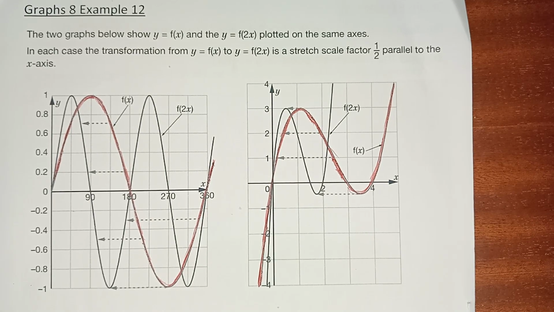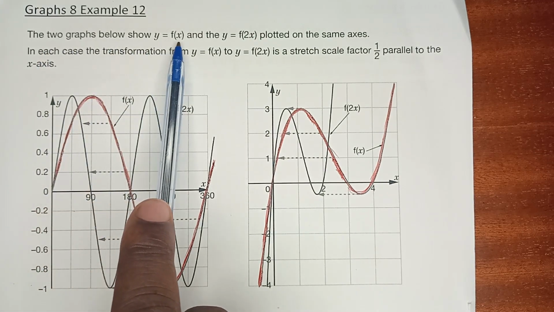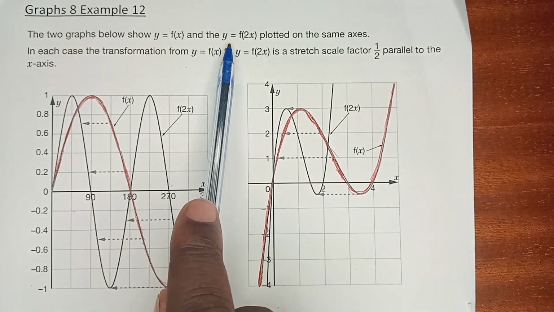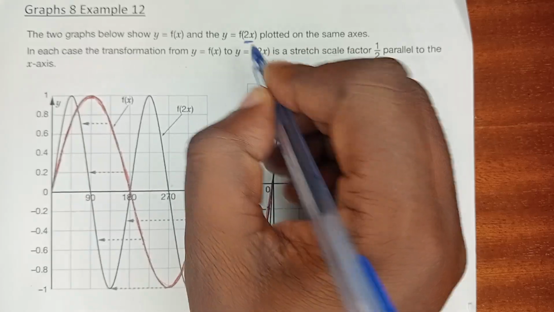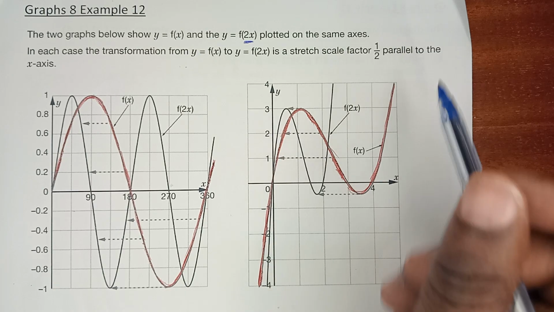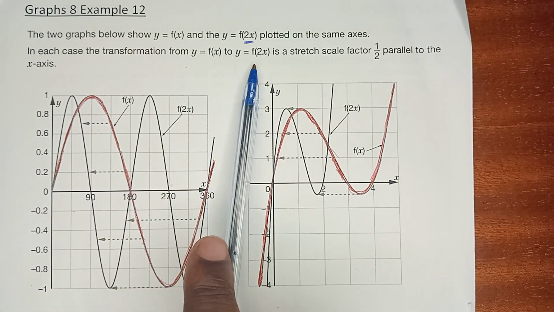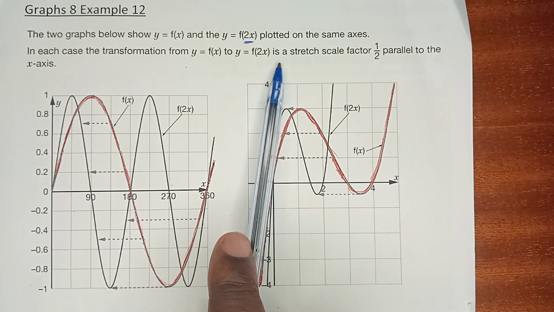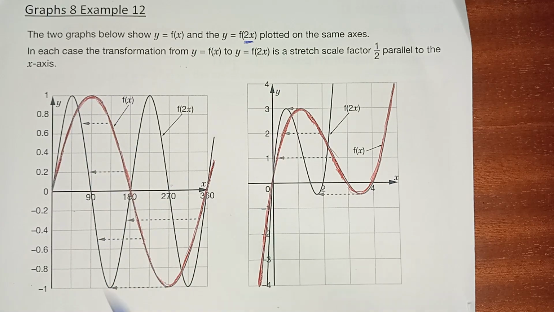In this video I want us to explain example 12 of graphs 8, still looking at transformation and in particular stretch. I just want to explain these graphs the way they are transformed. The two graphs below show y = f(x) and y = f(2x), plotted on the same axis. In each case, the transformation from y = f(x) to y = f(2x) is a stretch scale factor half parallel to the x-axis.